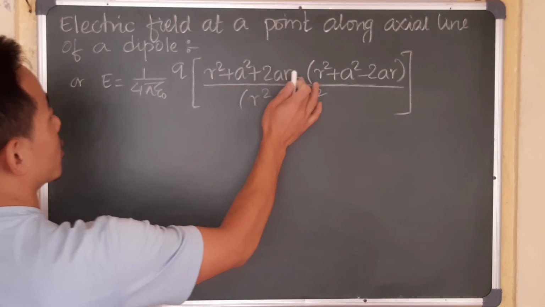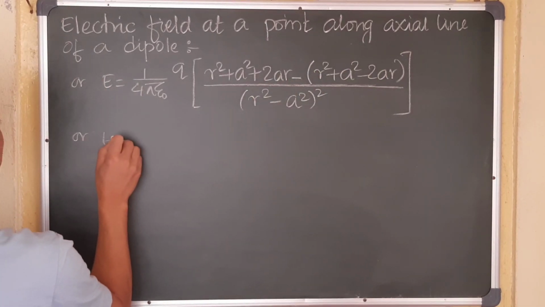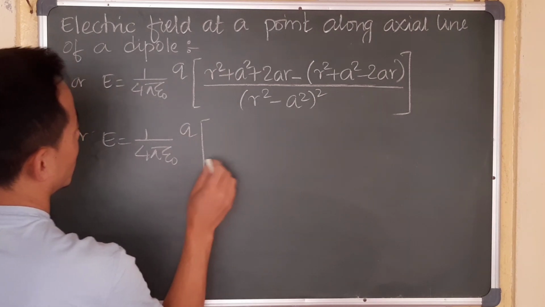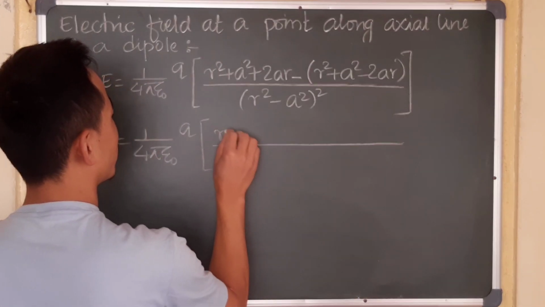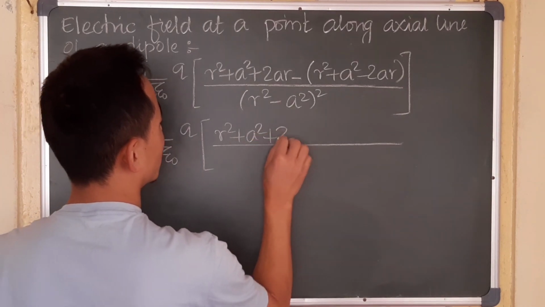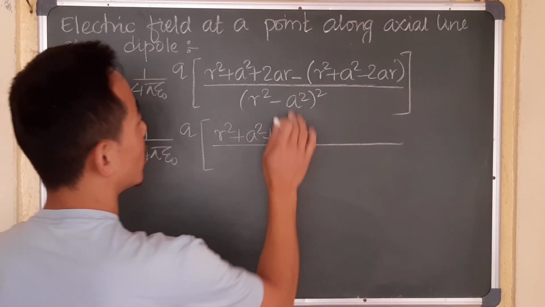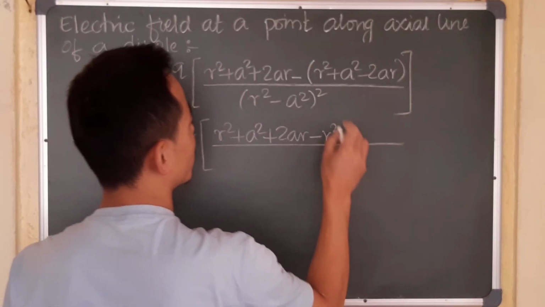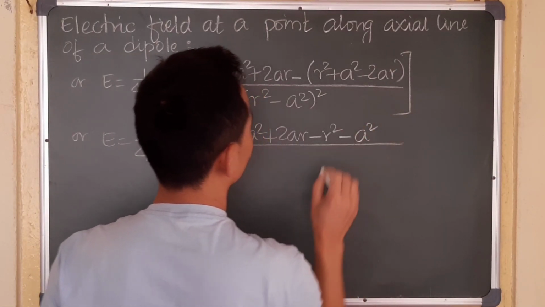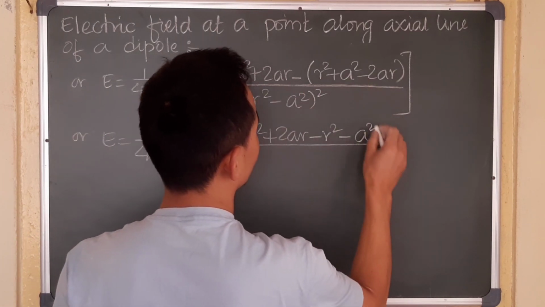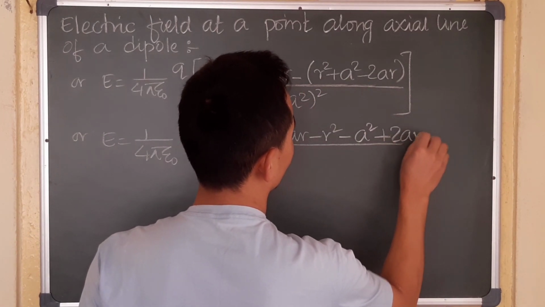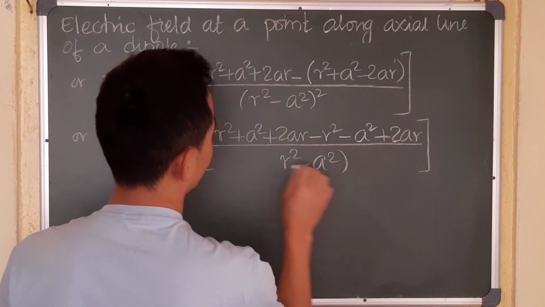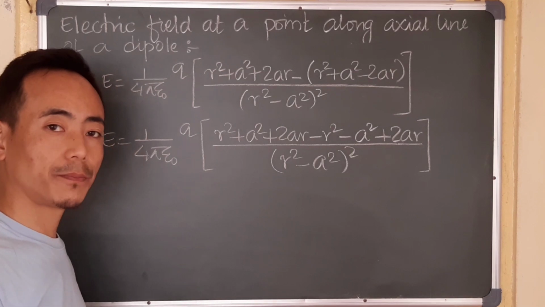Now let's first open this bracket with the minus sign. If you open with the minus sign, there will be no change here. So it will remain as it is. Now this minus into plus becomes minus, so minus r square. Minus into plus becomes minus, so minus a square. And here we have minus into minus plus, so we will have plus 2ar. And in the denominator we are keeping it as r square minus a square whole square.